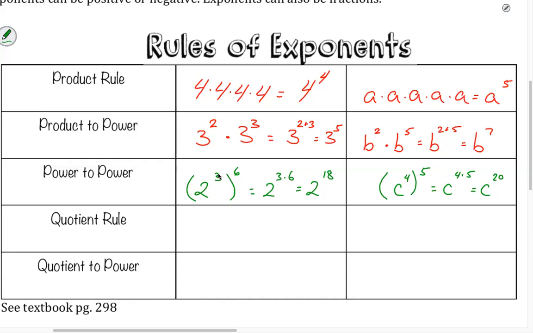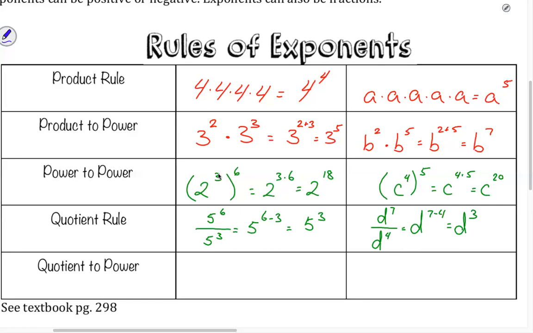Quotient rule. This was like we have 5 to the 6th over 5 to the 3rd. We would do 5 to the 6th minus 3, which is 5 to the 3rd. So we subtract it. And we saw that when we were working through all of the pre-learning stuff. In terms of variables, this would be like d to the 7th over d to the 4th. You just do d to the 7 minus 4, and that gives us d to the 3rd.